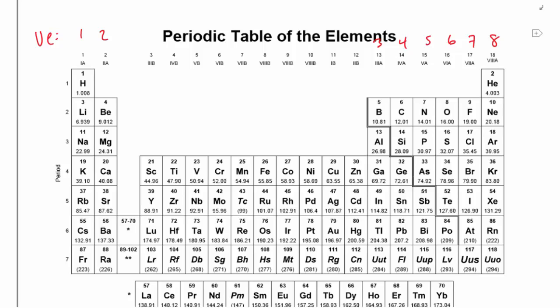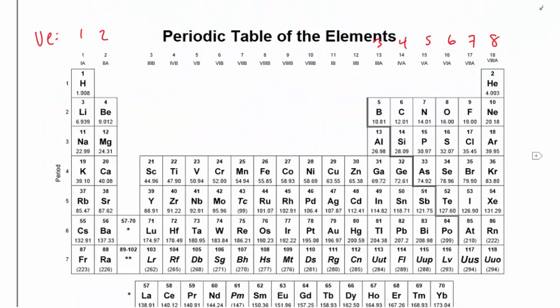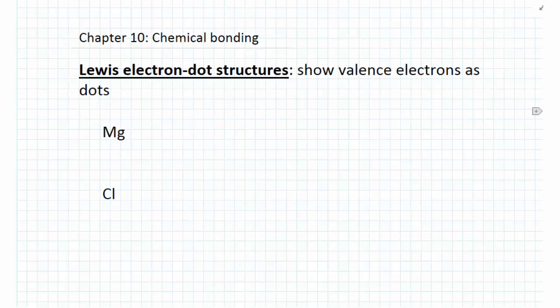So an electron dot structure, or a Lewis structure, will show those valence electrons as dots. Okay? So magnesium. How many valence electrons does magnesium have? 2. Yep, it's in group 2. Okay? So let's just draw 2 dots there. Some places will tell you to draw the dots on a certain side or something like that. I'm not concerned about that. Okay? I just draw 2 dots.